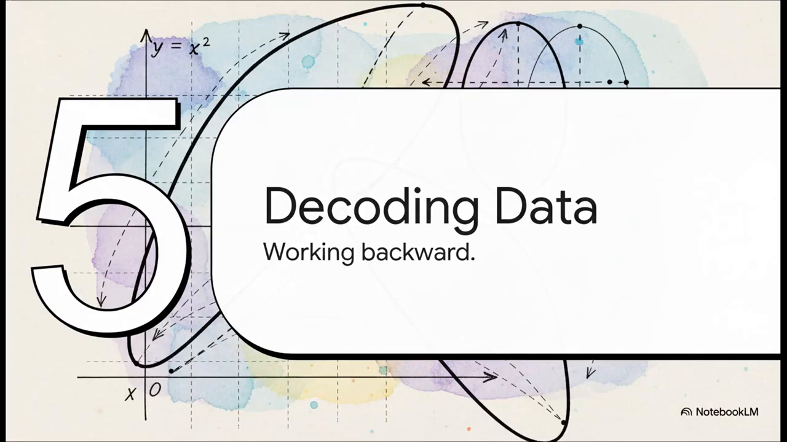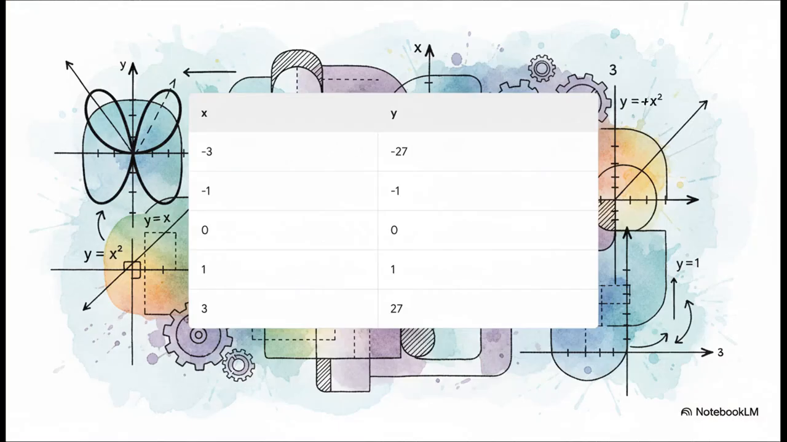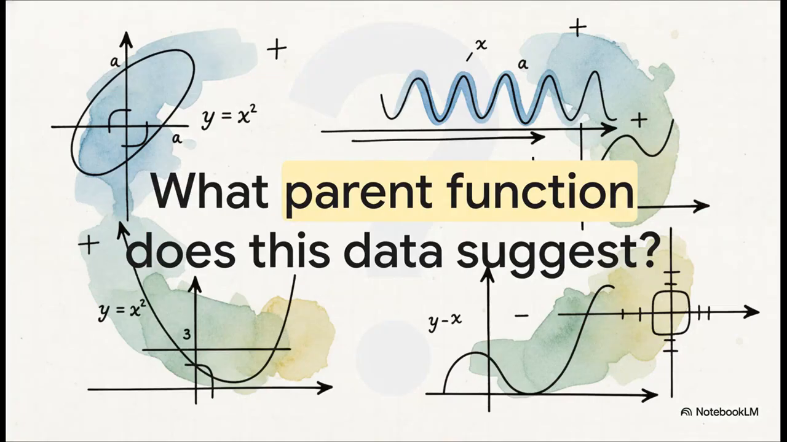All right, but what happens if you don't even have the equation? What if all you've got is a table of numbers? Well, we can actually work backward from the data to figure out which family it belongs to. Take a look at this data set. We've got our x values and the y values that go with them. Your job now is to be a detective. What's the mathematical rule that's connecting every single x to its y? Look really closely at the clues here. When x is negative 3, y is negative 27. When x is a positive 3, y is a positive 27. What simple operation links those numbers together? I'll give you a second to think about it.